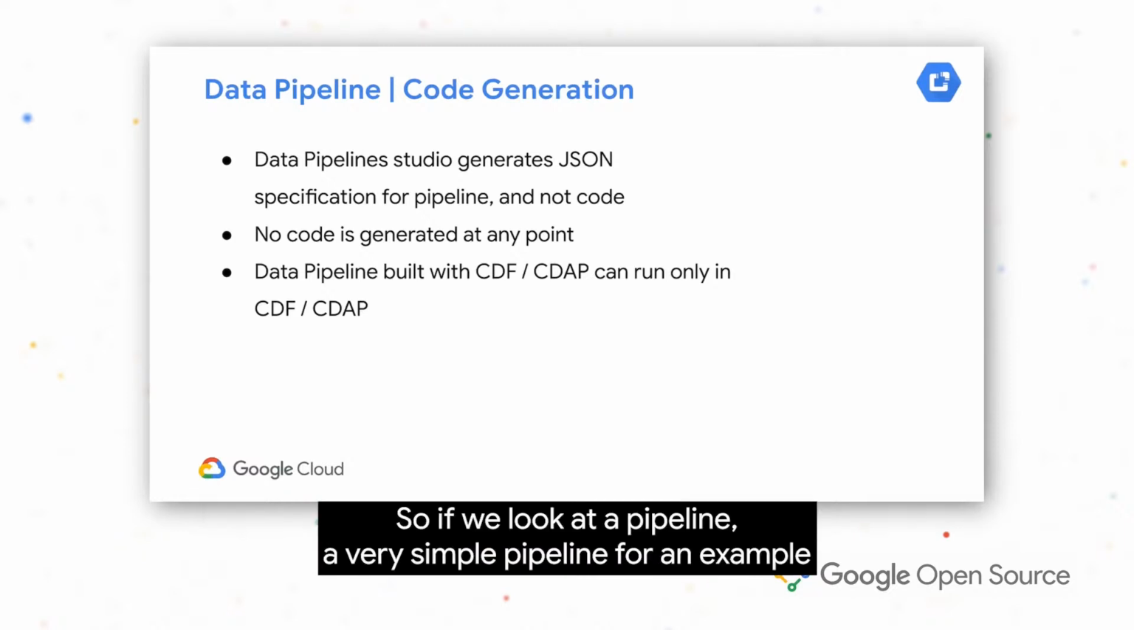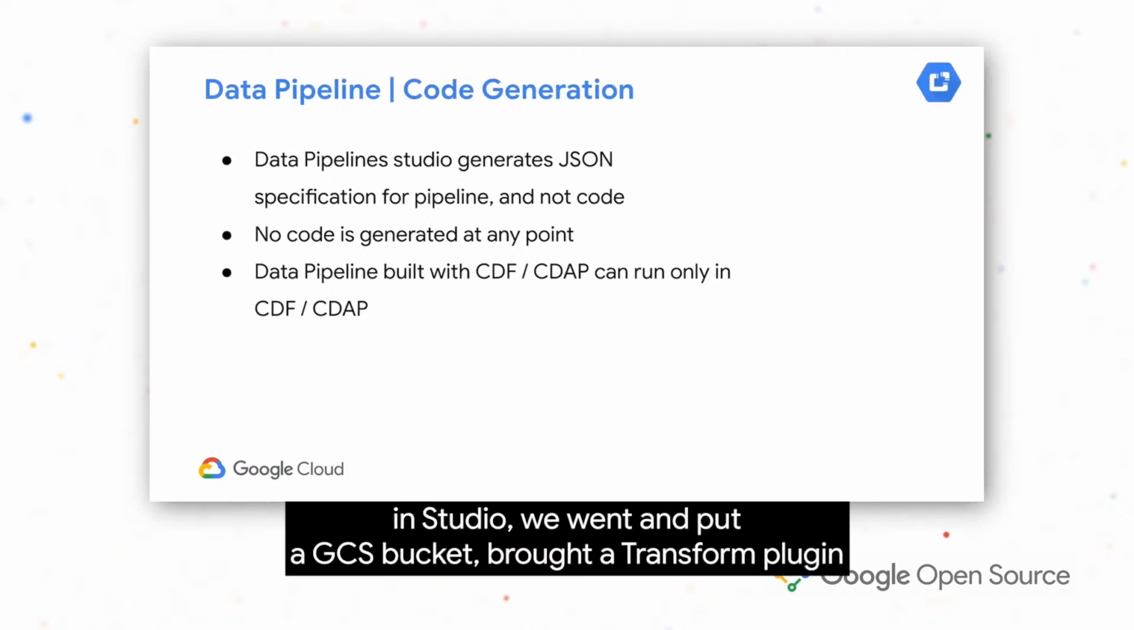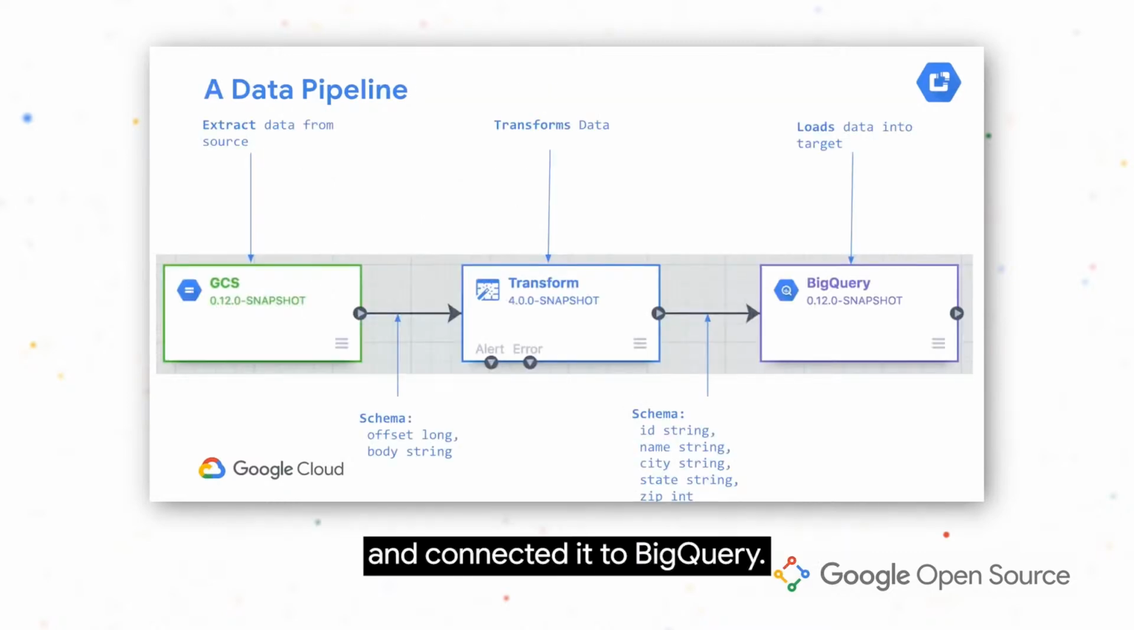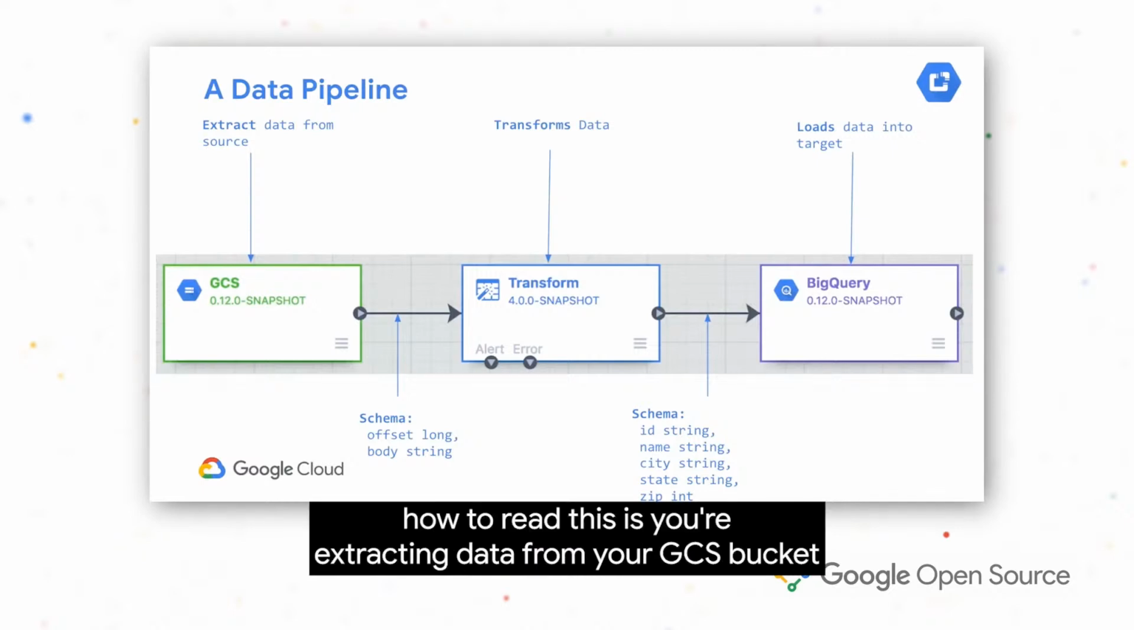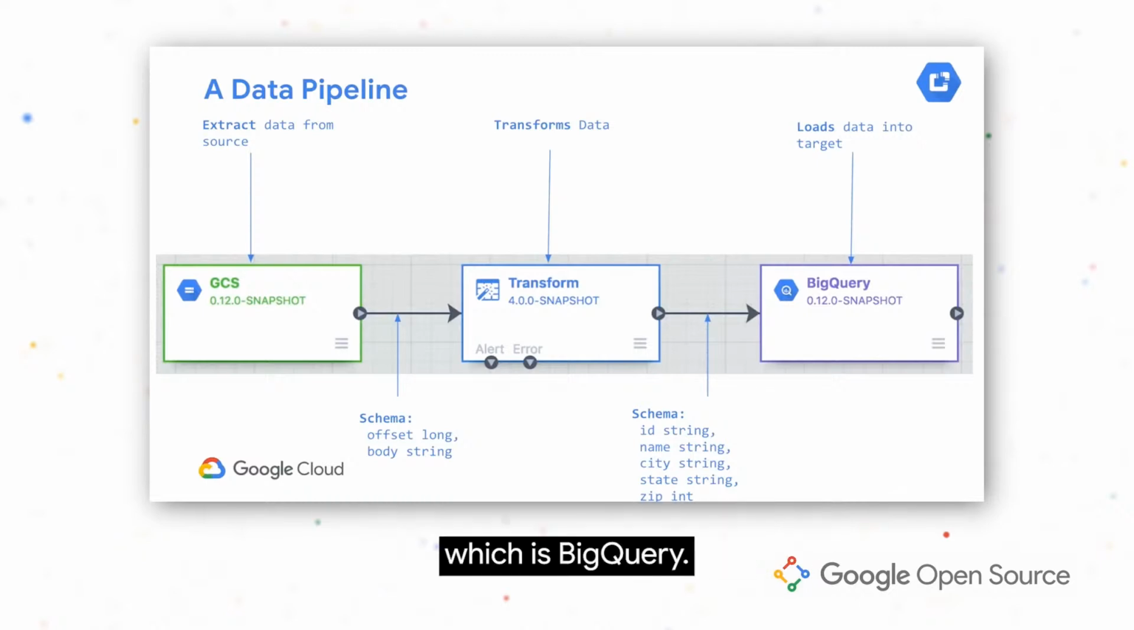So if we look at a very simple pipeline as an example, in Studio, we put a GCS bucket, brought a transform plugin, and connected it to BigQuery. How to read this is you're extracting data from your GCS bucket, transforming the data, and then loading into your target, which is BigQuery.